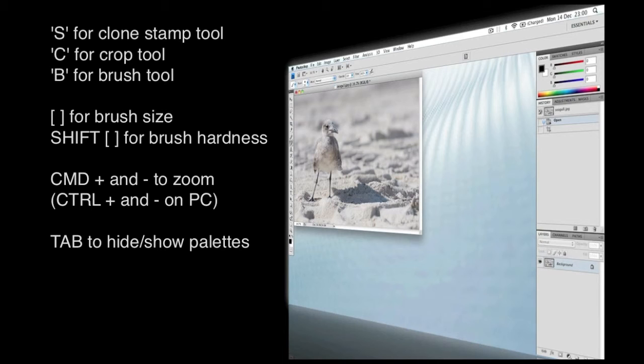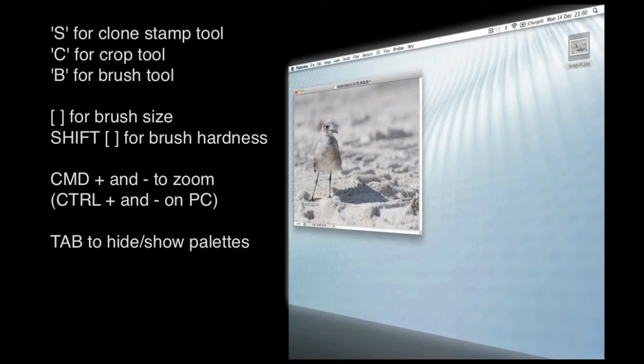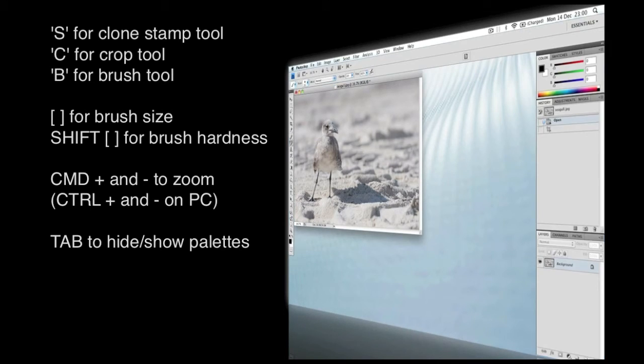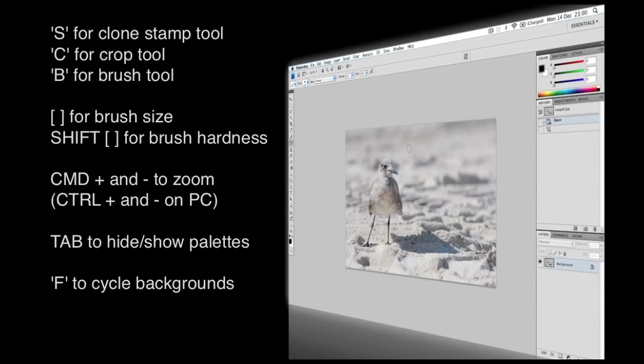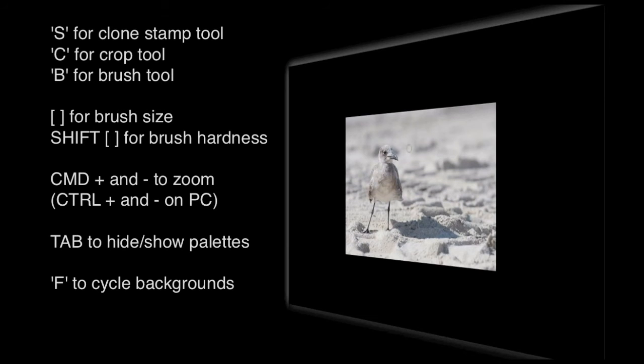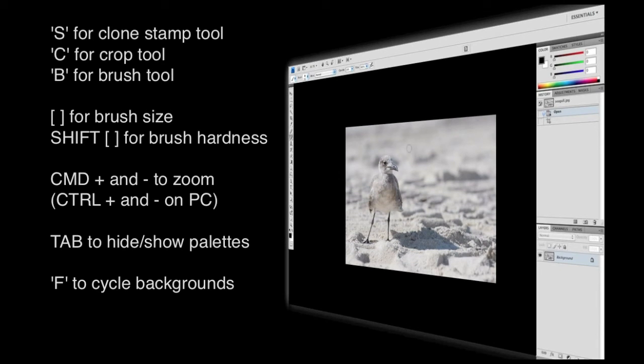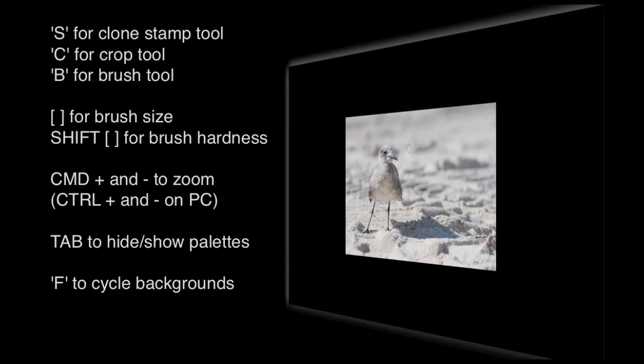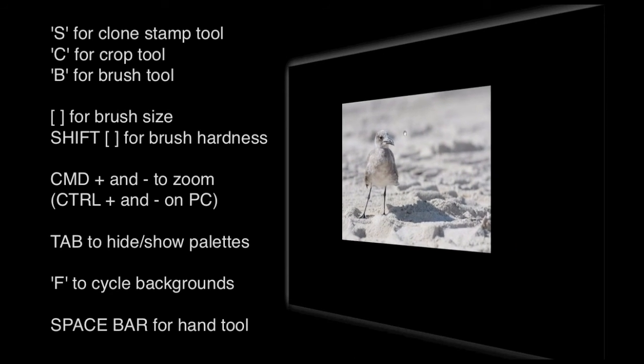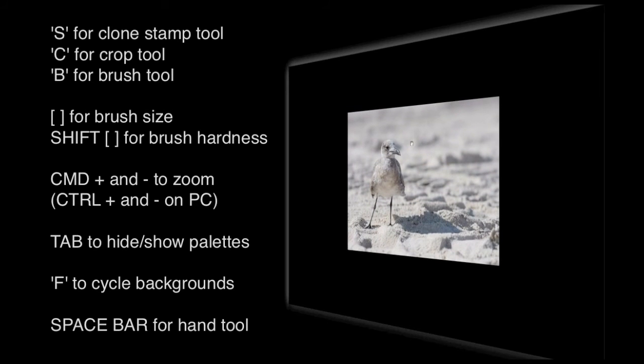And the Tab key will hide and show your palettes. Push it once to hide them and again to show them. The F key will cycle through your backgrounds from standard to grey to black, and you can use the Tab key in conjunction with that as well. And lastly, use the spacebar for your hand tool. So hold the spacebar down and you can drag your image around the screen.